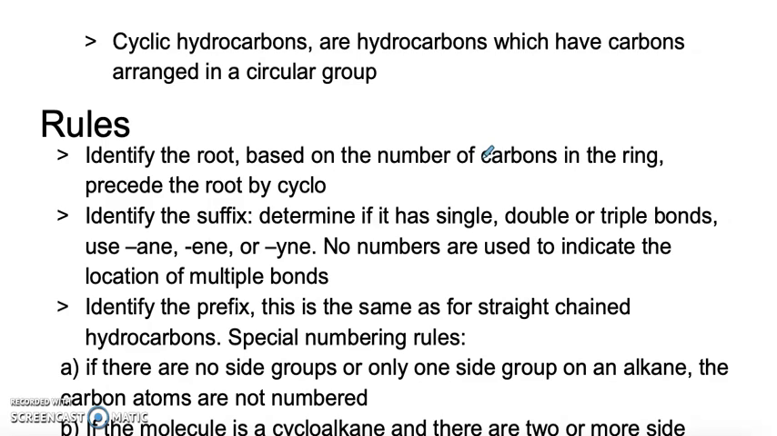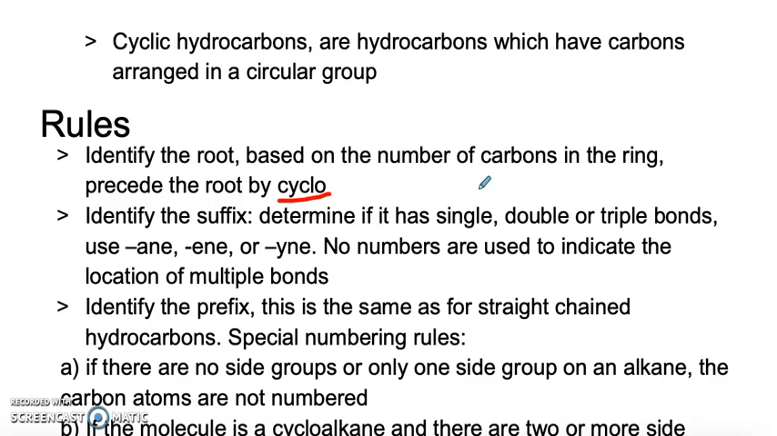In this case, the root is going to be how many carbons are in the ring. To indicate that they're in a ring, you're going to use the word cyclo. So in front of the root, you're always going to have that cyclo. If I tell you cyclopentane, that's telling you to take 5 carbons and put them in a circle. Whereas if I just tell you pentane, that's just 5 carbons in a straight row. So that cyclo part is important.